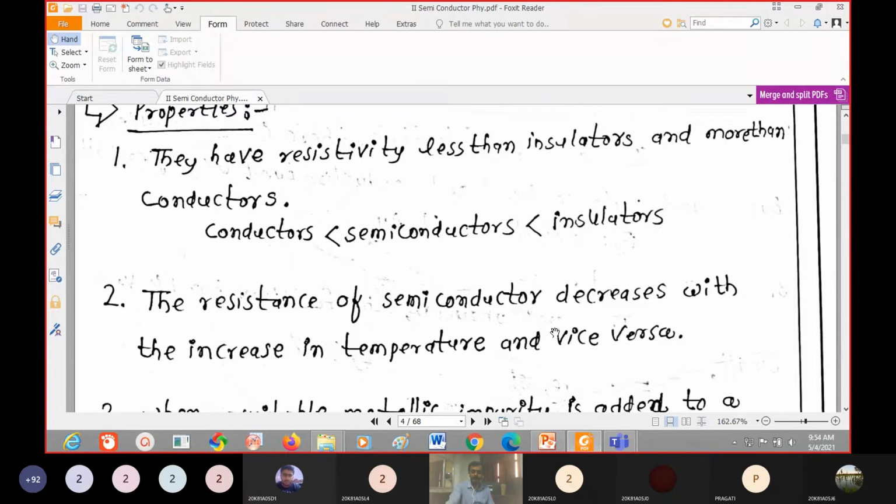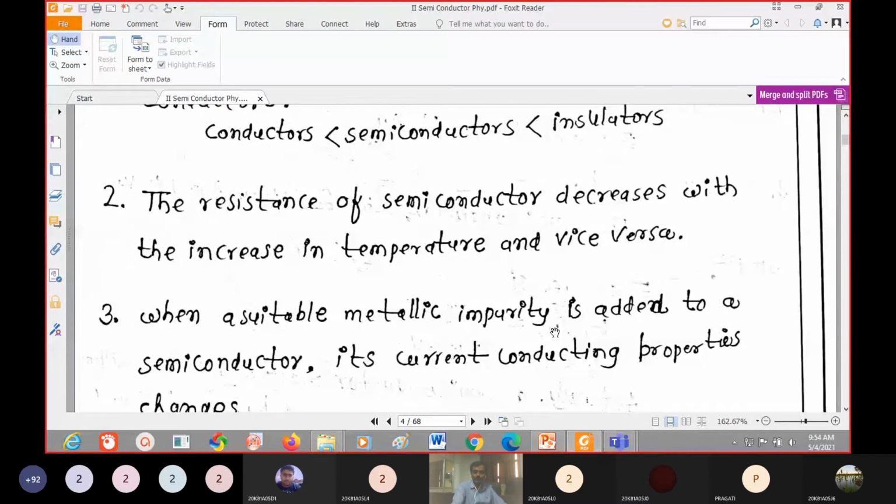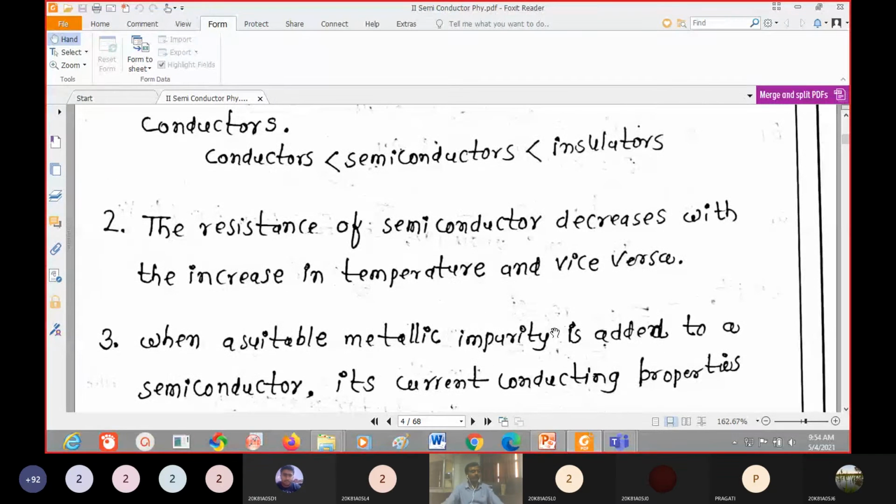Now coming to suitable metallic impurities. One more thing I have to discuss here: in the case of metals, if you increase the temperature, conductivity decreases.